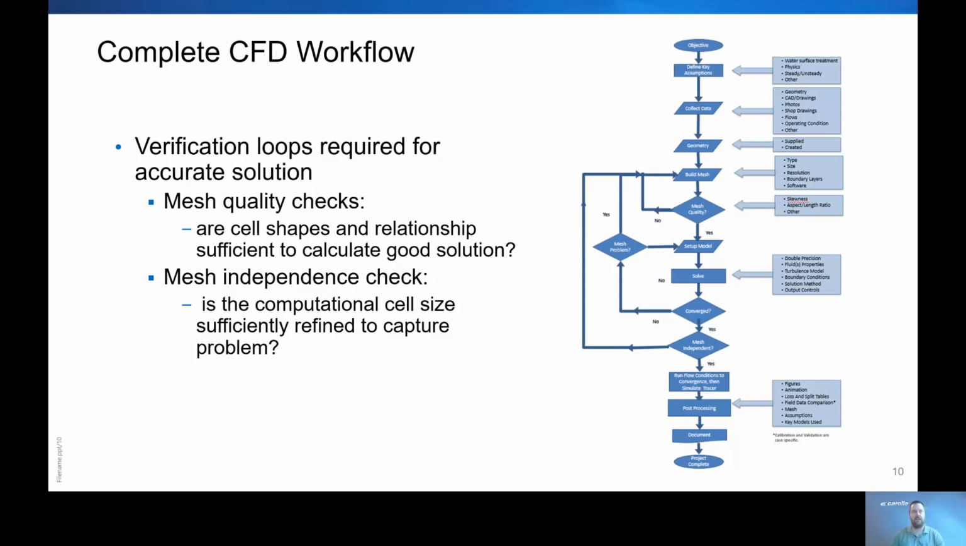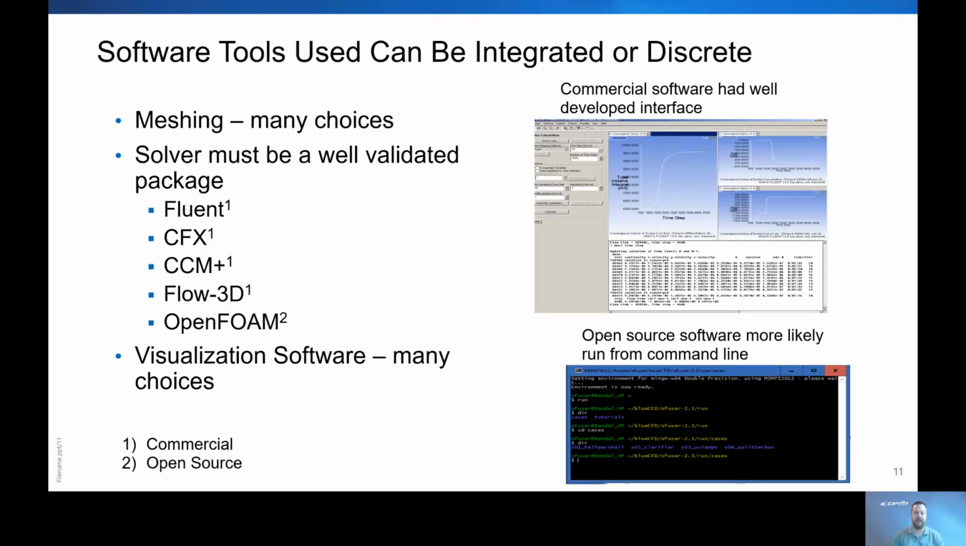There are a number of software tools that go into this process. They can be integrated or discrete. There are some packages where every piece is integrated into a single piece of software, and some where you have the option of using different packages. You need a mesher to generate the computational mesh, and there are many choices available for this that all provide you the tools to ensure you have a high quality mesh.